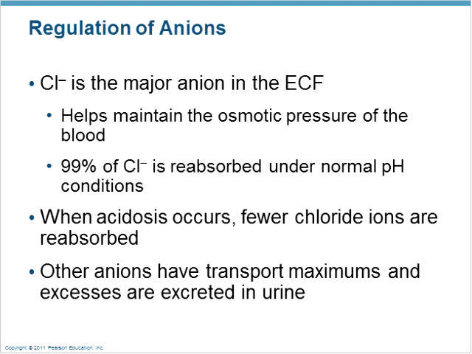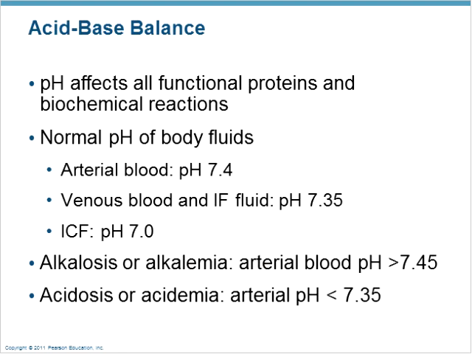The regulation of anions: chloride is the major anion in ECF. It helps maintain the osmotic pressure of blood, and 99% of chloride is reabsorbed under normal pH conditions. When acidosis occurs, fewer chloride ions are reabsorbed in the kidneys, and so they go out to the urine. Other anions have transport maximums, and any excess is excreted in the urine. So when acidosis occurs, we don't reabsorb as much of the chloride back into our system.